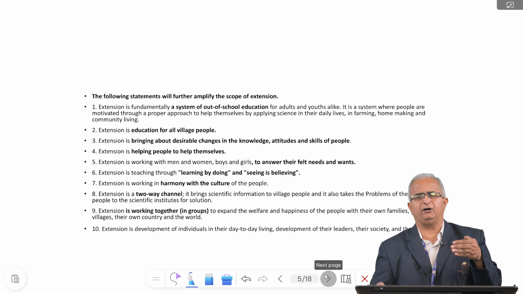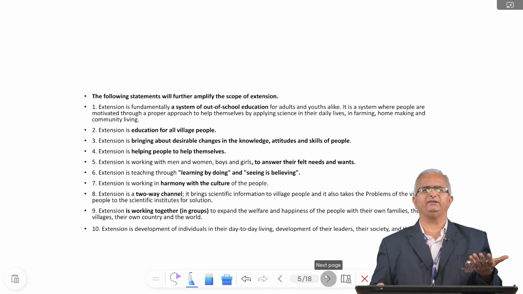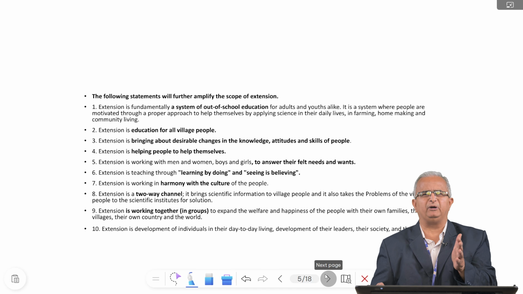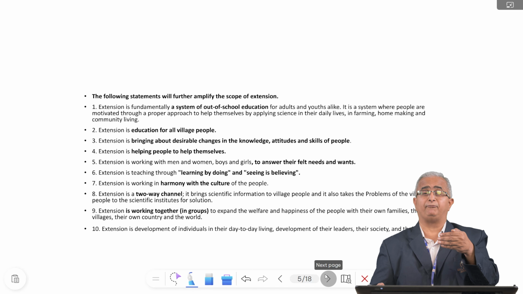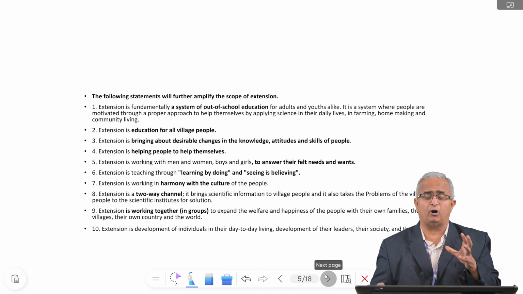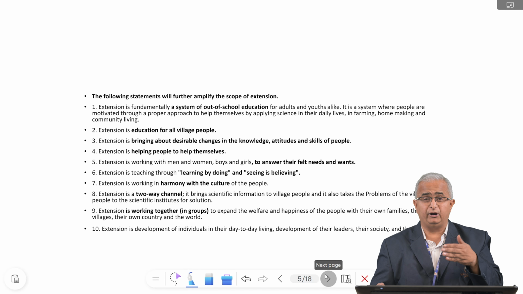And it is working with the women, the men, boys, and girls, to answer their needs and wants also. What is a need? Need is the difference between what is and what ought to be. Whatever needs the farmers are feeling, sometimes they may feel the need, they may not feel the need also. We try to convert their unfelt needs into felt needs, and we try to look at their needs and wants. We want to satisfy them. That is the subject matter of extension.